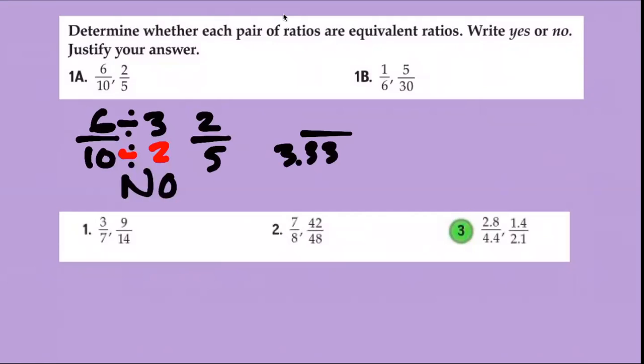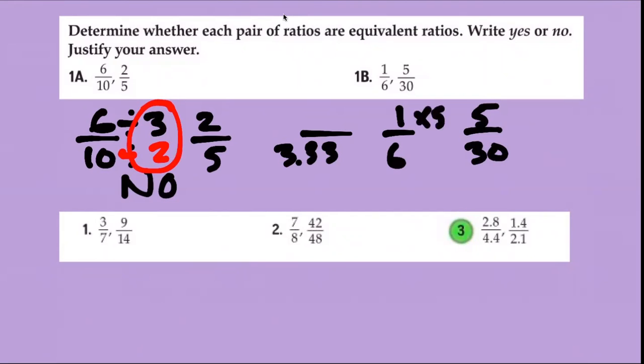All right, let's try another one. So we got 1/6 and 5/30. All right. So in order to get from 1 to 5, we multiply by 5. In order to get from 6 to 30, we multiply by 5. You're doing the same thing on the top and the bottom. Therefore, yes, it is equivalent. All right. So on these next 3, if you want to stop the video and try these on your own, please feel free to do that.